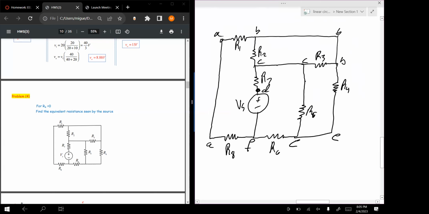So here, R1 and R8, those are in series. The reason I know that is because, number one, they have one shared node, but the other thing is that if I send a current through here, it's the same current that comes out of R1. There's nothing obstructing it. There are no branches. It doesn't go anywhere else.